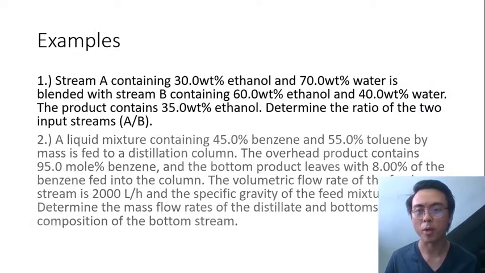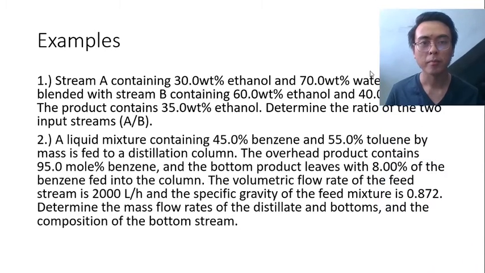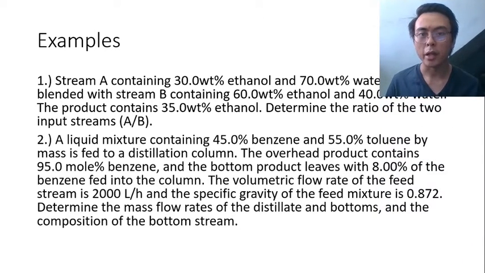Okay, next problem. A liquid mixture containing 45% benzene and 55% toluene by mass is fed to a distillation column. So from the first sentence itself, you already know that your unit is a distillation column. The overhead product contains 95 mole percent benzene, and the bottom product leaves with 8% of the benzene fed into the column. The volumetric flow rate of the feed stream is 2,000 liters per hour, and the specific gravity of the feed mixture is 0.872.